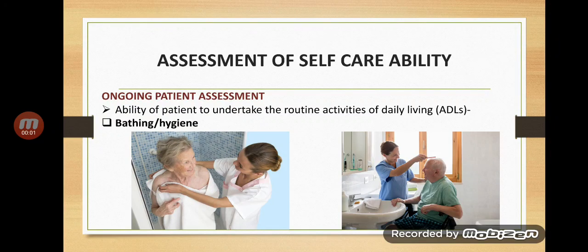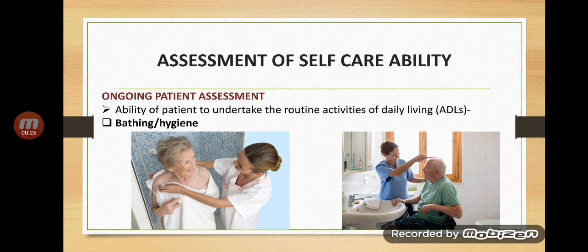And for meeting the special needs of self-care ability, first of all, what we have to do is assessment of self-care ability. Okay, so ongoing patient assessment. Ongoing patient means those who are in hospital. For them, what assessment we have to do means ability of patient to undertake the routine activities of daily living.